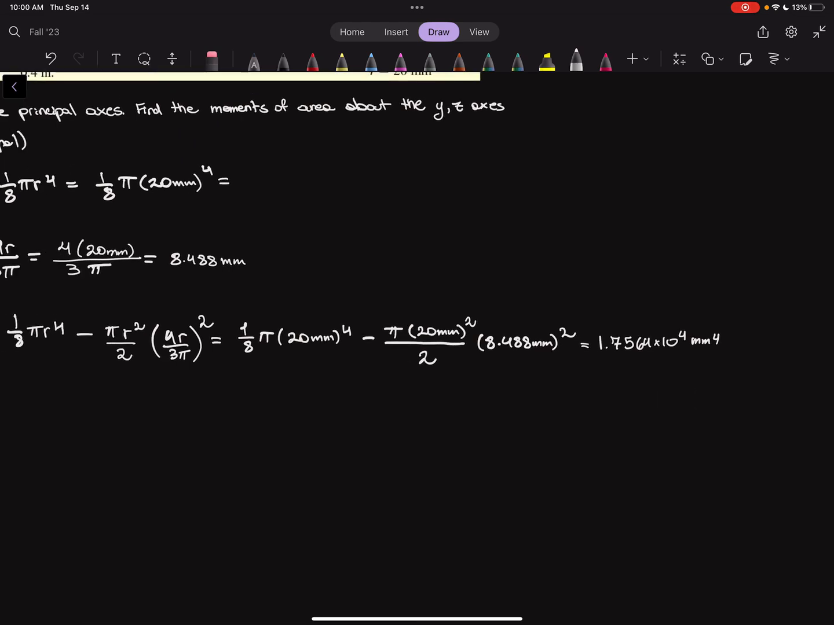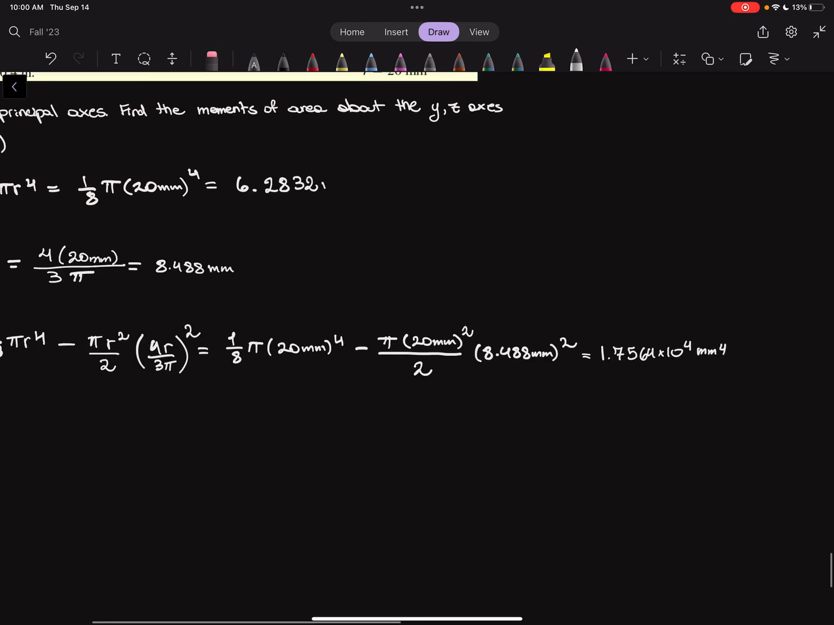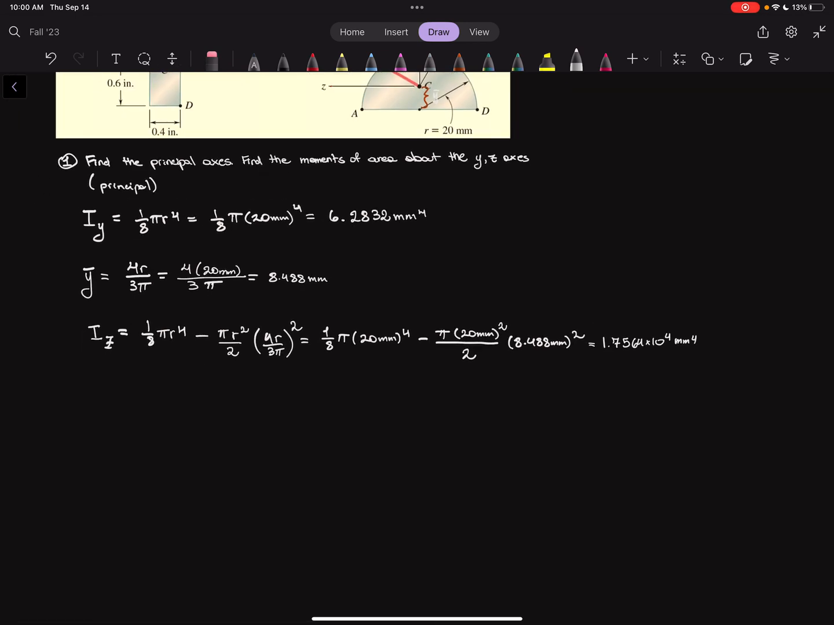Okay, let's do the top one while we're at it. Times pi times 20 to the fourth. I did something weird with the calculator. Let me back off. Times 20 to the fourth. And we get 6.2832 millimeters to the fourth.